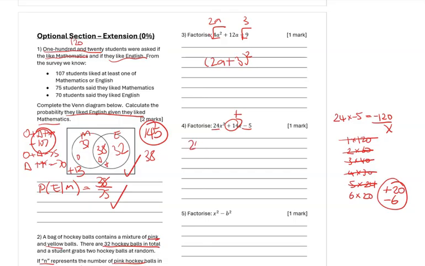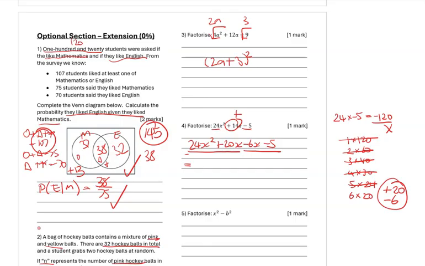So we're going to split that up. So it's going to be 24x squared plus 20x minus 6x minus 5. I'm now going to factorize my first group. So remember, the first group is the first pair. So these need to be factorized, and then these need to be factorized. So they'll be all factorized separately.